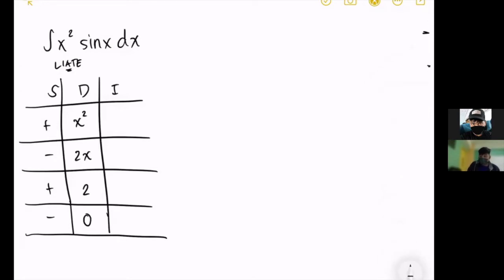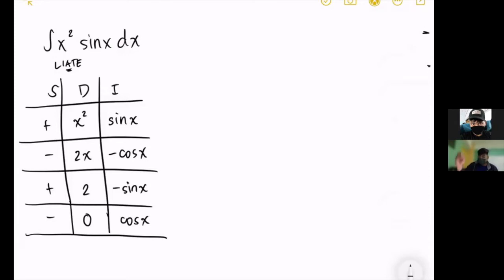For the integral, of course, ang pipiliin natin na yung natira, which is sine x. Its integral is negative cosine x. And the integral of this function is negative of sine x. And finally, the integral of negative sine x is cosine x.